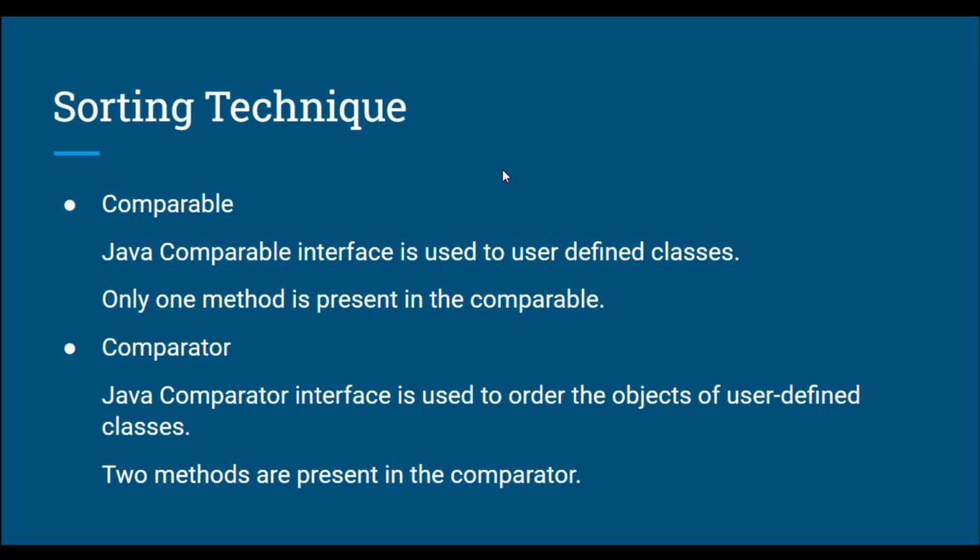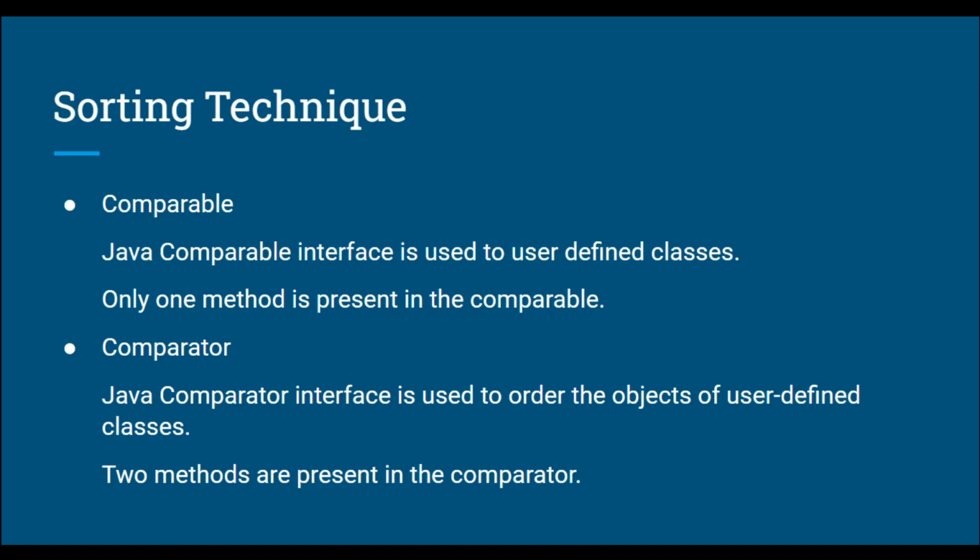The first one is Comparable. This Comparable interface is present in the java.lang package. To use Comparable, we have to use it within the class that we want to sort accordingly, so we can use it only in that class. To use it, we have to implement this interface in that class, and that interface has only one method, that is compareTo.